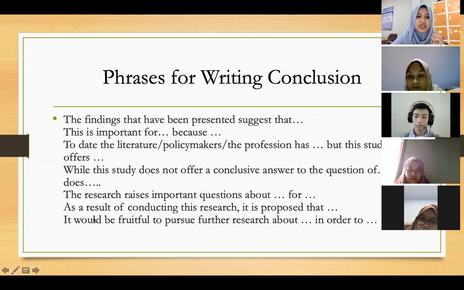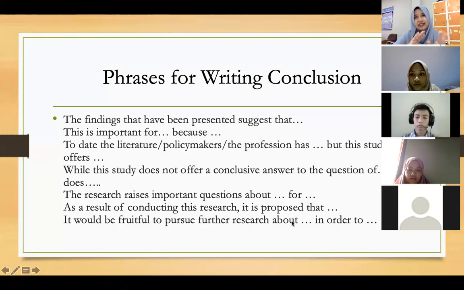Yeah, you can put it as a result of conducting this research. It is proposed that it would be fruitful to pursue further research about. Yeah. Jadi divariasikan cara penulisannya. Ya. Ini bukan hanya di conclusion, the whole writing of the paper, yeah.